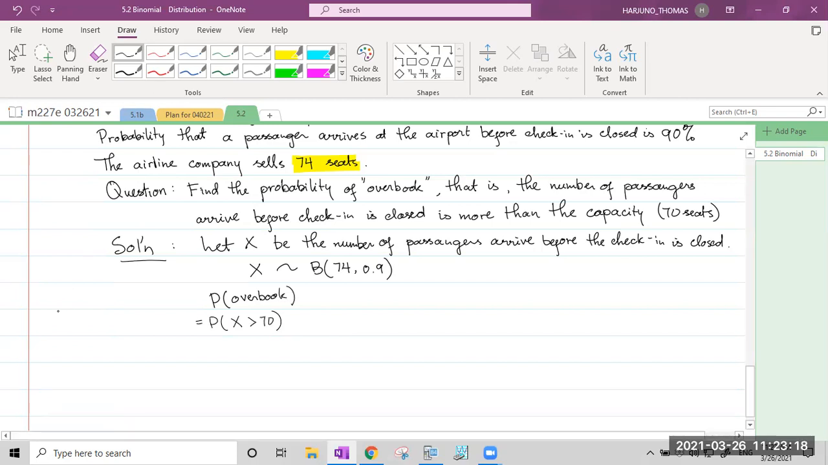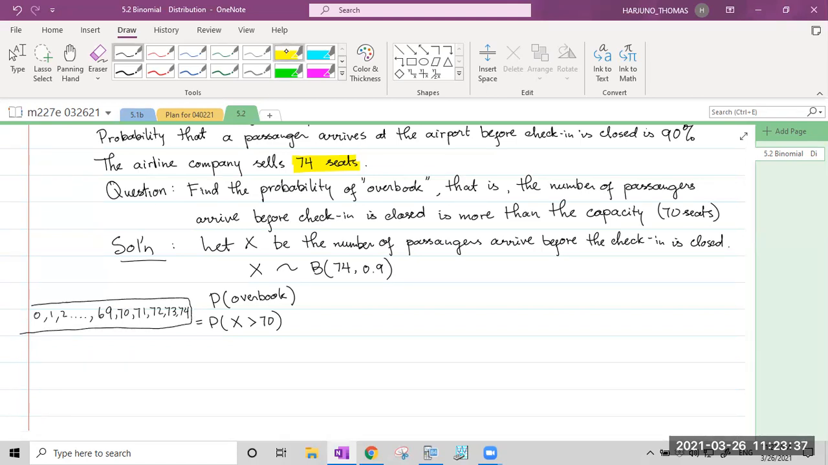Now we try to imagine it. The number of people who arrive: 0, 1, 2, all the way to 69, 70, 71, 72, 73, 74. At most 74. Why? Because only 74 tickets were sold. Now, the case of overbooking is when you have more than 70. And what is the probability that it is overbooked, if the number of passengers arriving on time is more than 70? But we don't have that calculator feature. So let's take a look at the complement, which is up to 70.